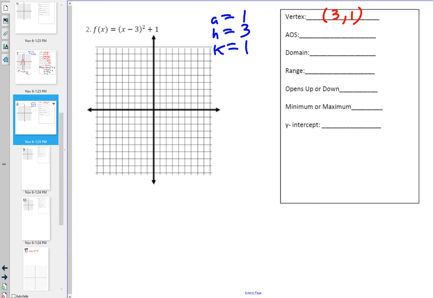Somebody not named Jose, tell me where the axis of symmetry is going to be. Thank you, Esmeralda. Everybody except for Jair knows that the domain is going to be negative infinity to positive infinity.